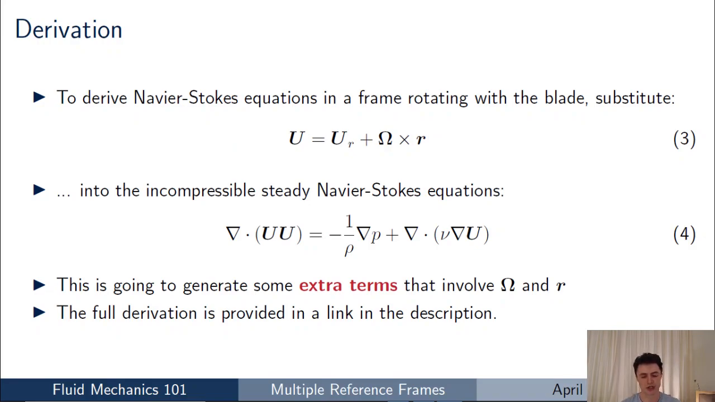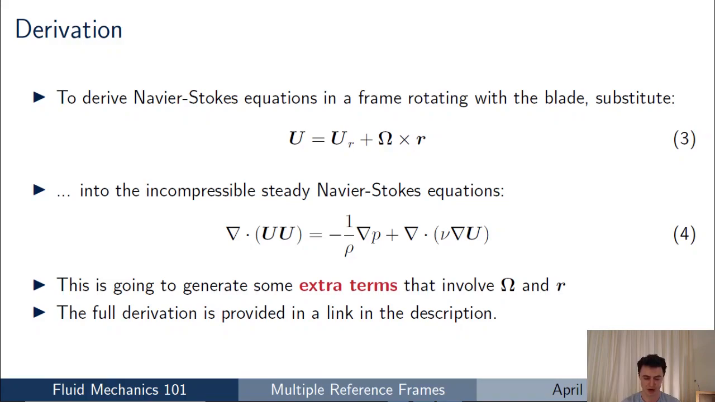Now what we're going to do is start with the steady incompressible Navier-Stokes equations that we saw in the first slide, and that's equation 4. You can see there we've got the convection term on the left hand side, and on the right hand side we've got the pressure gradient and the viscous diffusion term. And at this point we're going to substitute in that definition, equation 3, for the velocity in terms of the relative velocity into equation 4. So we're going to be substituting for u, which you can see there.